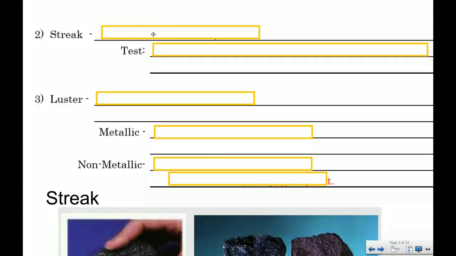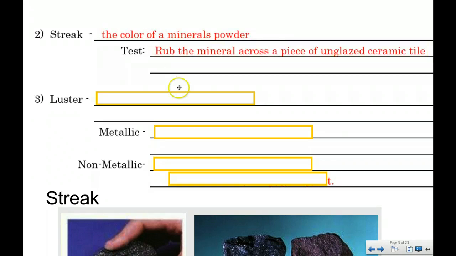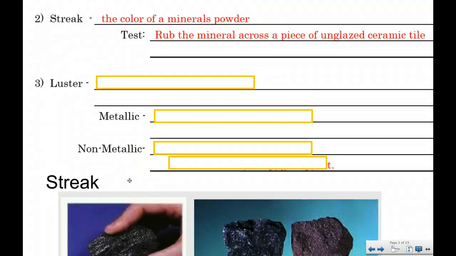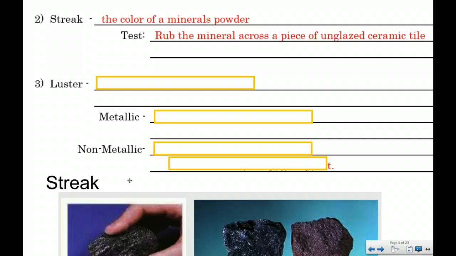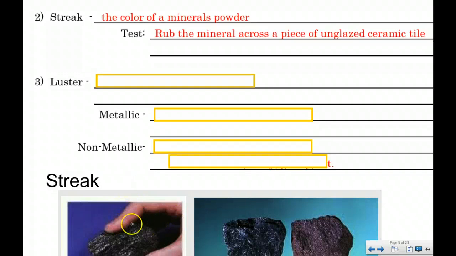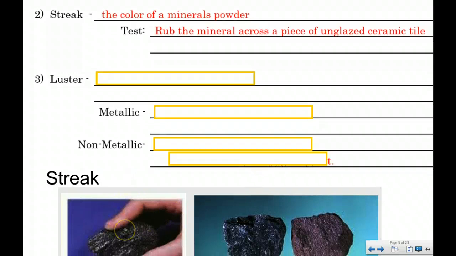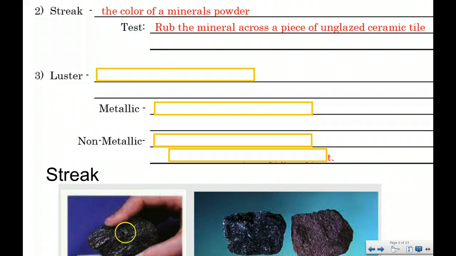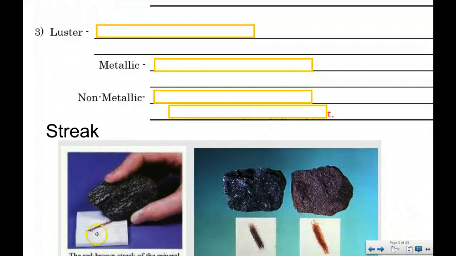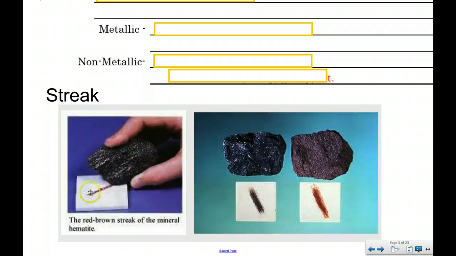Another test is something called streak, and streak is the color of the powdered mineral. What you do is you take the mineral and you scratch it across a piece of unglazed ceramic tile. So we take the mineral and we scratch it along a white ceramic tile, and that white ceramic tile will show what the powdered mineral looks like.